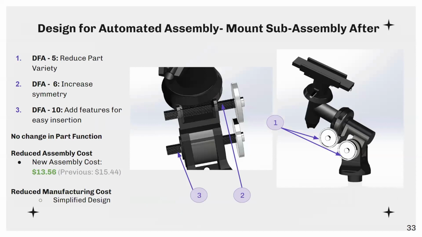So next, we identify these 3 DFAs that allowed us to make the corresponding changes, which include reducing the part variety, so making both of those through shafts the same part, increasing symmetry, so reducing some of the unnecessary circular features that were on the through shafts, and also adding features for easy insertion of our shaft to go into the telescope mount. And this led to a reduced assembly cost of $13.56, leading to a simplified design without reduction in part function.